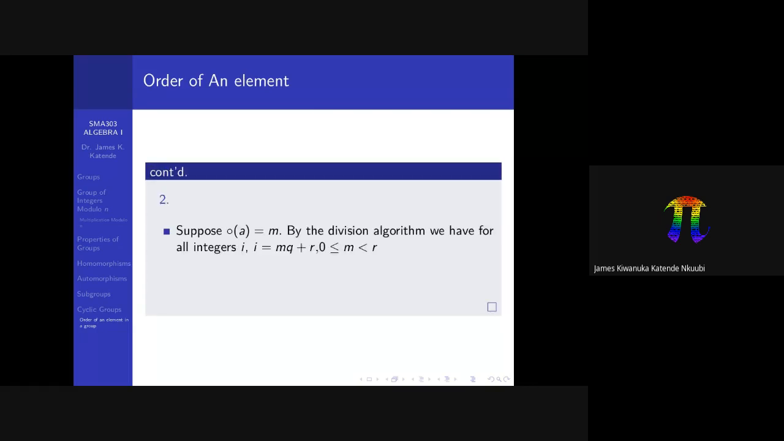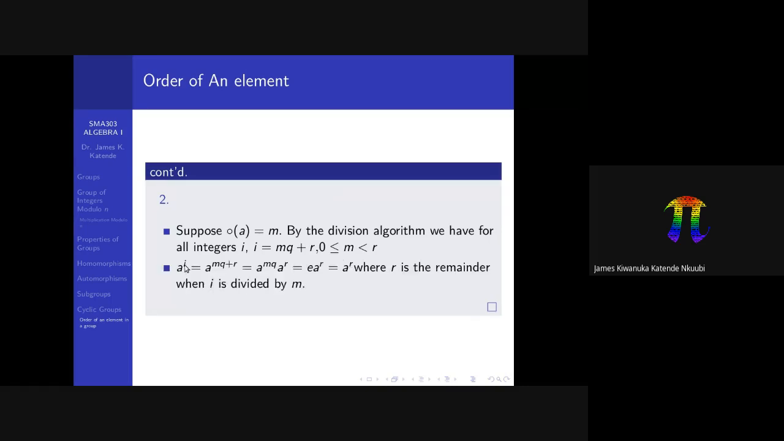So here we go. Let's suppose that the order of A is equal to M. Then by the division algorithm, we have that for any integer I, we can write I is equal to MQ plus R, where M must lie between 0 and R. It can be 0, but must be strictly less than R. So let's see. The intention was to determine the value of A raised to I. So let's see if we can do that.